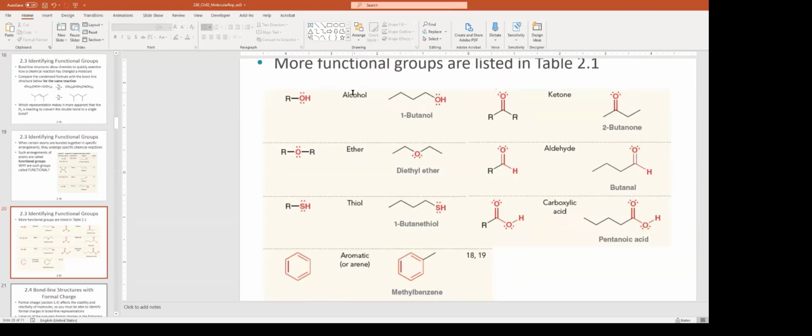Thiols are the same as alcohols except what? Sulfur. Yeah, good. Thio pretty much always means change oxygen to sulfur. So alcohol, thiol, they both end in ol. So oxygen is replaced by sulfur.